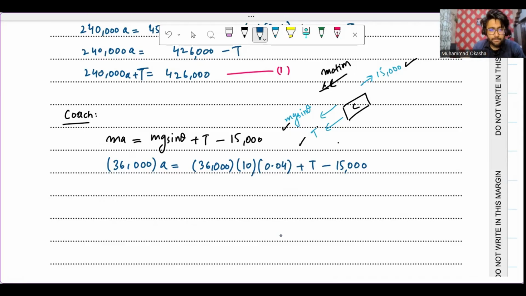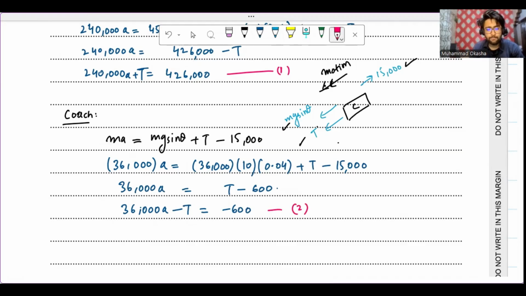Let's work it a bit. So that is going to be 36,000 A. If I were to multiply all of these three numbers and take away 15,000 as well, I'll be left with negative 600. So T minus 600, right? I'm going to move T over to this side. So that is going to be 36,000 A minus T equals negative 600. And that is my equation number 2.